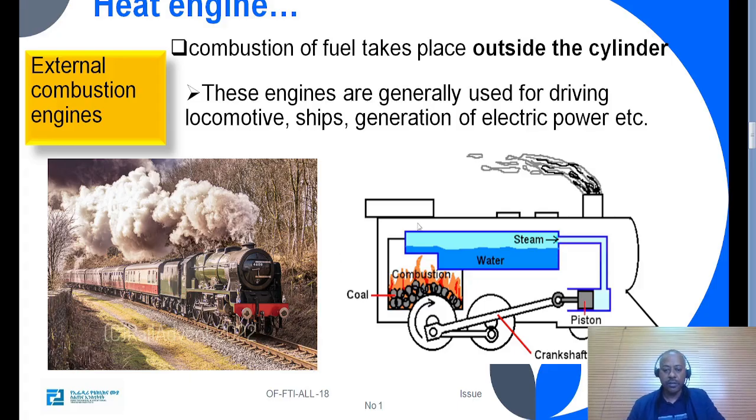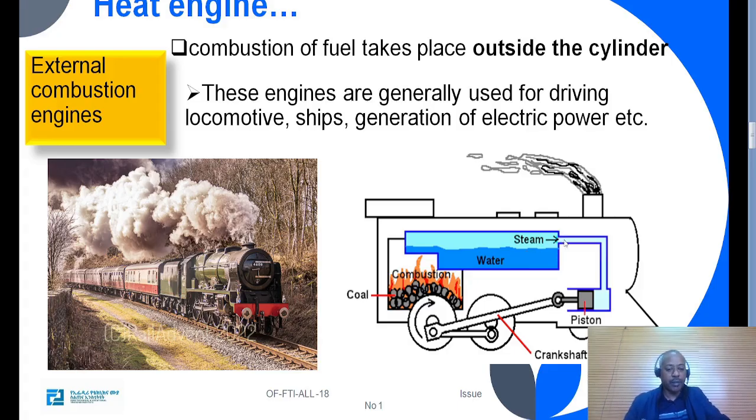How does this work? For the steam engine to work, there should be coal to produce fire or to heat up the water. So the water in the container is boiled by the coal. The burning coal heats the water, and when the water boils, steam is produced.